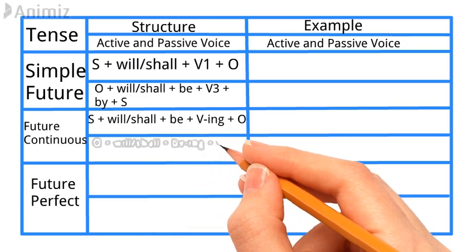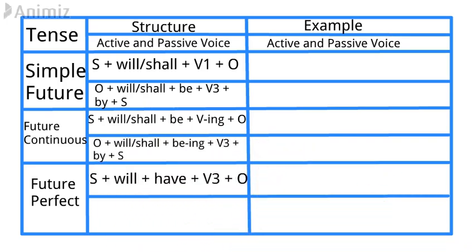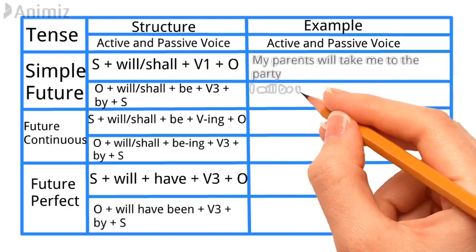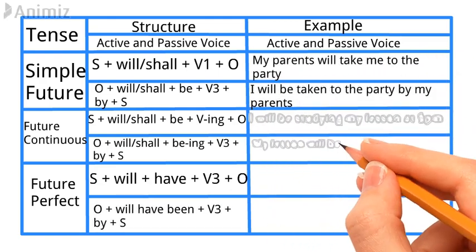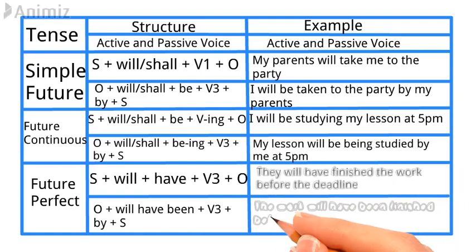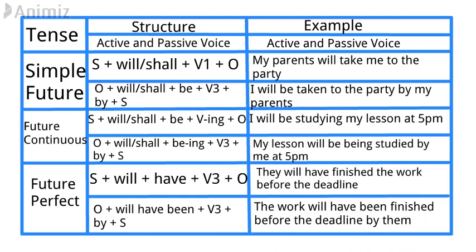In simple future, we first write subject, will or shall according to the subject, first form of the verb plus object. Here the example: my parents will take me to the party. When we change into passive, as we did in two tenses, we use object in place of subject, will or shall according to the object. Remember it, we use be with shall and will. Third form of the verb by and subject. I will be taken to the party by my parents.